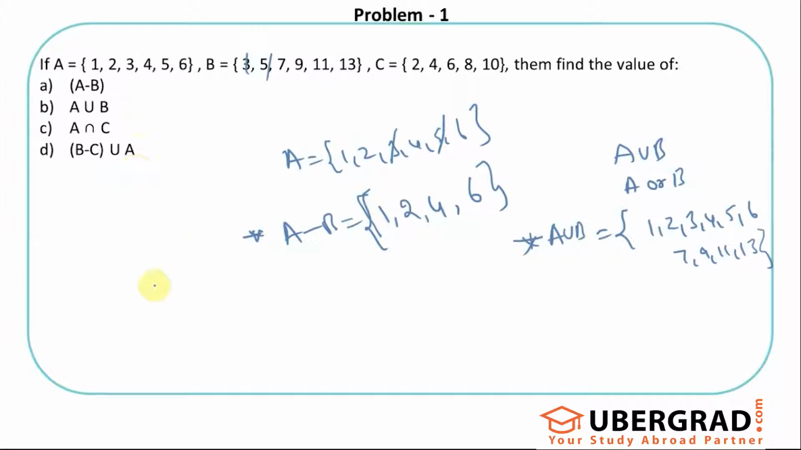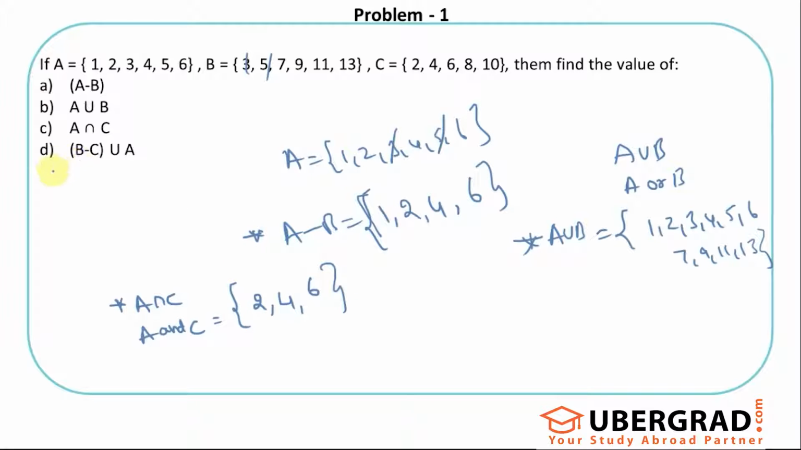What about A intersection C? A intersection C is basically A and C. Whatever element I pick in A intersection C should be present in both A and C. 1 is present in A but not in C. 2 is present in A and C also, so that's part of it. 3 is not present in C. 4 is present in both A and C, so I will count that. 5 is not present in C, and 6 is present in C. So automatically I don't need to even see 8 and 10, they are not present here. So A intersection C is 2, 4 and 6.